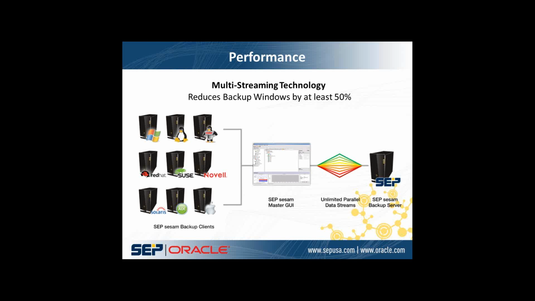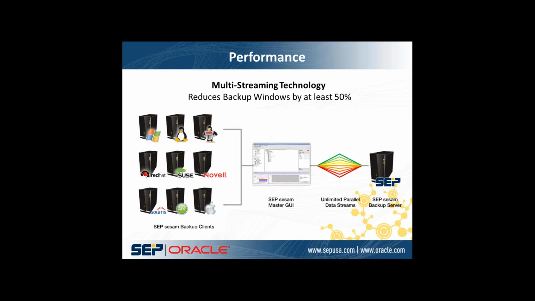Just a quick overview of our multi-streaming and how that works. On the left-hand side here, we have 9 servers, all different operating systems. One of the things SEP does a little bit differently is the way that we schedule our backup jobs. Instead of scheduling one server to back up and then waiting for the first one to complete and switching over to the second and then to the third, et cetera, what we do is we set up task groups.